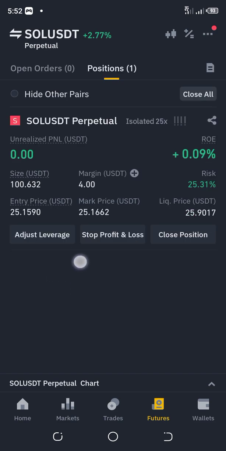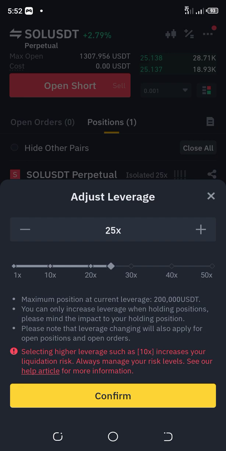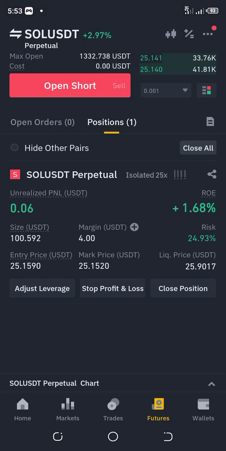We see the adjust leverage. This is where you can click to adjust your leverage, increasing it or reducing it. Let's click on adjust leverage over here, and you can see that I can adjust my leverage to whatever I want when I'm in a trade. So let me click on confirm. If I click on confirm, the leverage automatically adjusts. So as you can see, that is how to use the trading section over here.